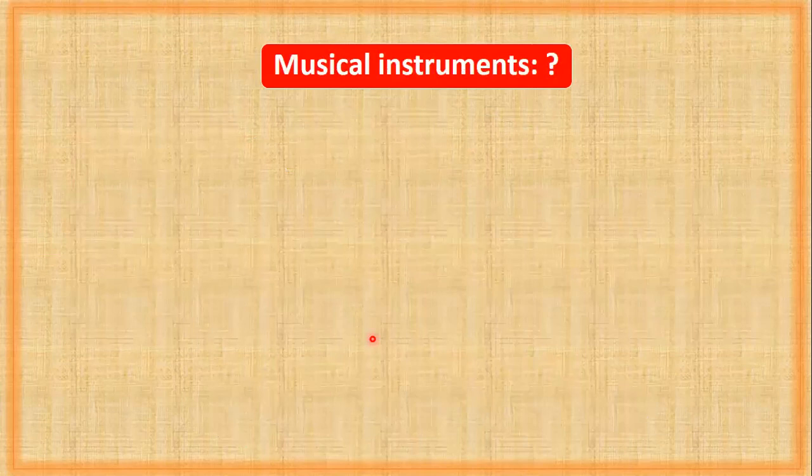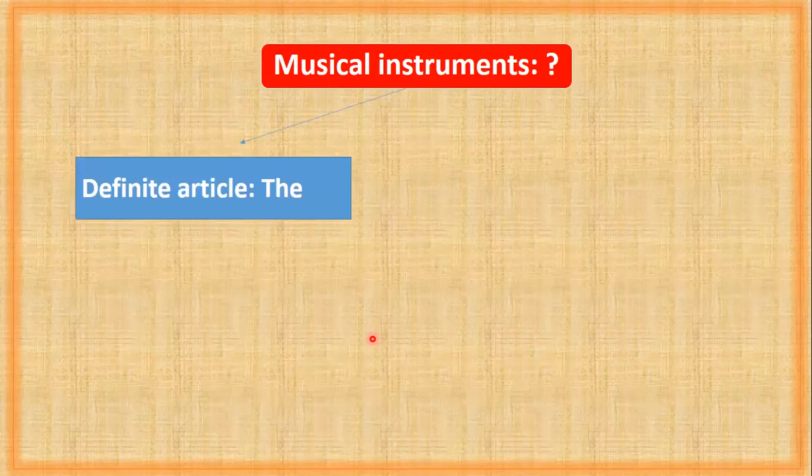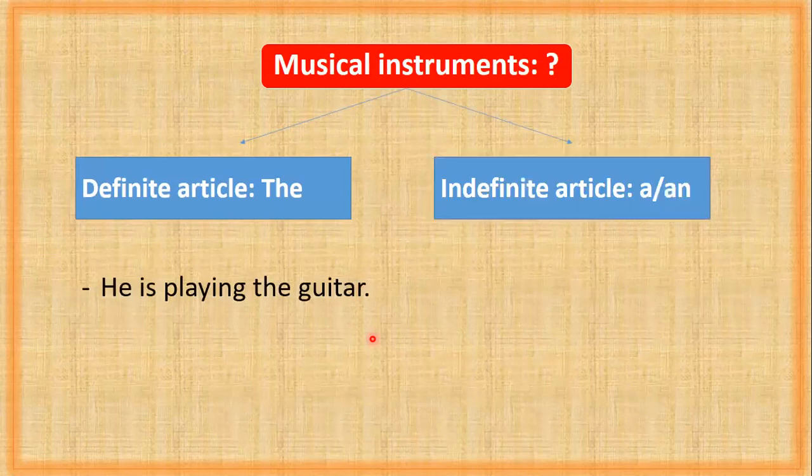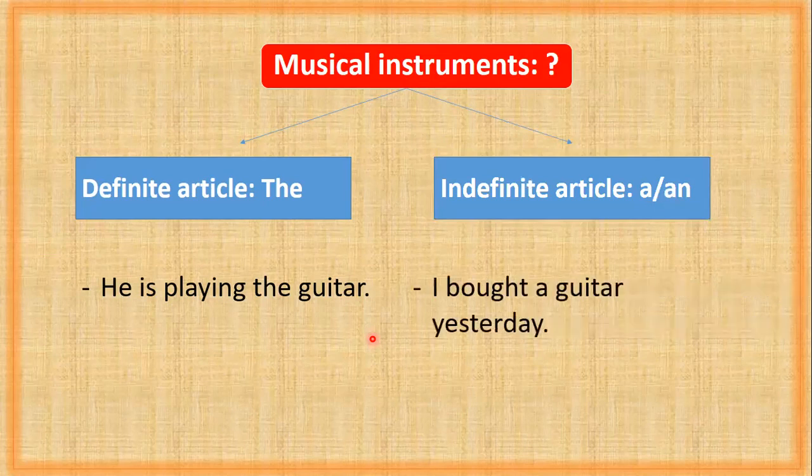What about the musical instrument? We use the definite article the before a musical instrument. He is playing the guitar, but again there is an exception. We have to use a or an in front of a musical instrument if the musical instrument is not in use. Look at these 2 examples. He is playing the guitar is in use. So if the musical instrument is in use, the is used before the musical instrument, and if it is not in use, simply indefinite articles, depending upon the sound, a or an, are used.